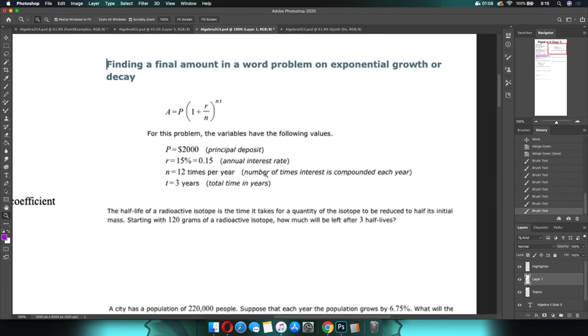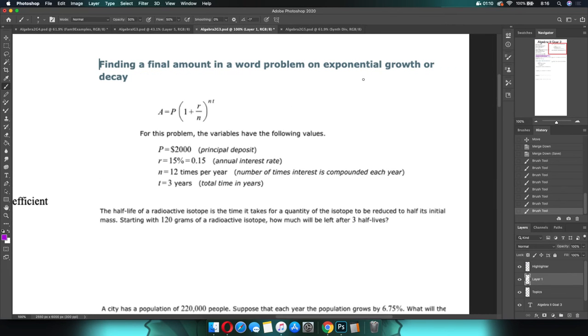So, final amount of a word problem in exponential growth and decay. This is the light version of the topic, and then there is a gray version of the topic. Nothing is even medium or hard for this. What's going to happen here is I'm going to cross out one of the variables and then rewrite this. So A equals P times (1 plus R over T). And here's what all of these things mean.